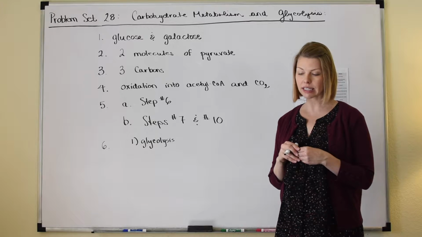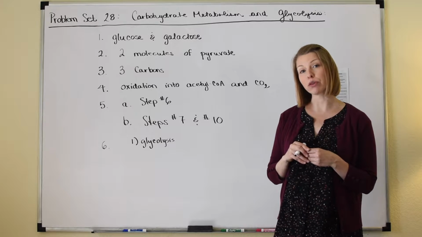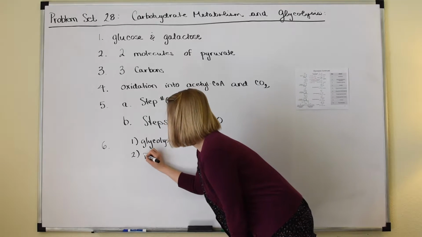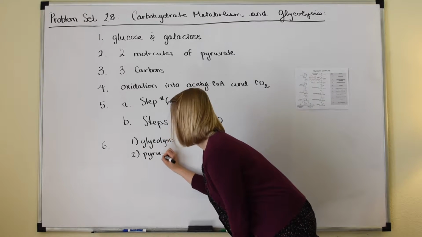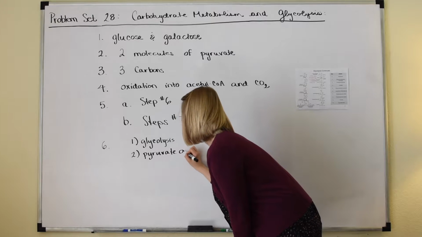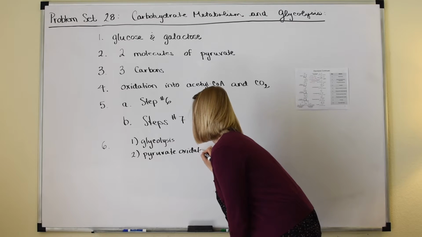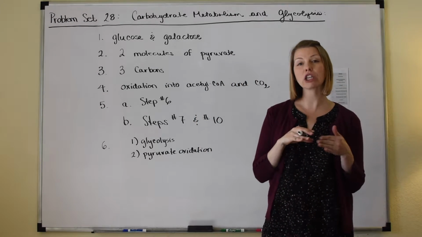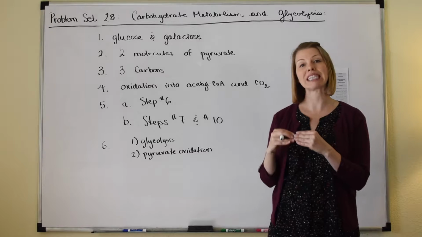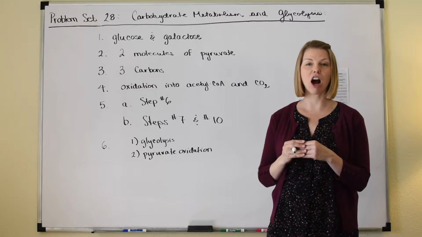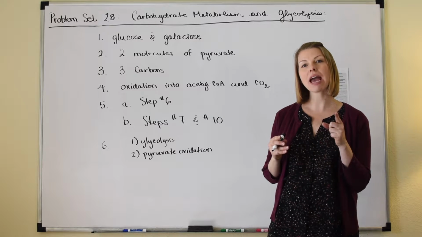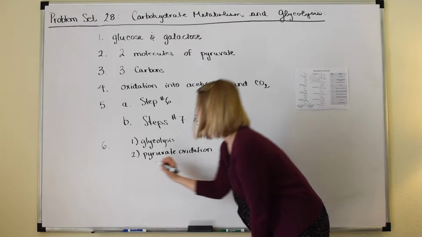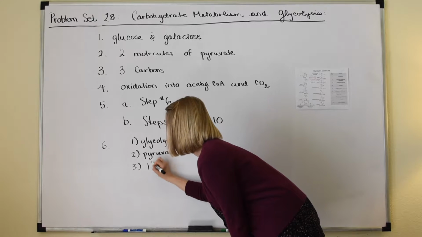After glycolysis, remember that that pyruvate has to be oxidized. So number 2 would be pyruvate oxidation. And in pyruvate oxidation, the pyruvate is converted into the acetyl portion of acetyl coenzyme A and a carbon dioxide. Acetyl coenzyme A, in complete catabolism, is going to enter into the Krebs cycle. So number 3 is the Krebs cycle.